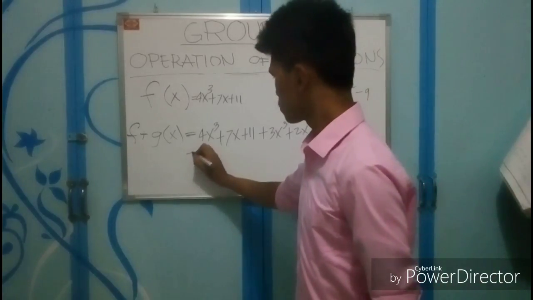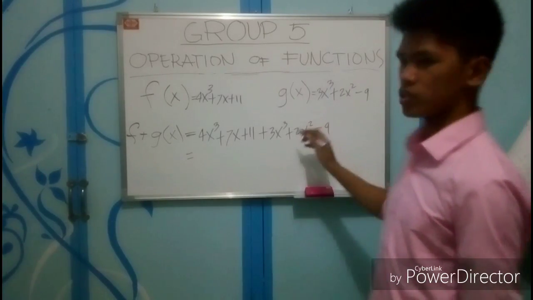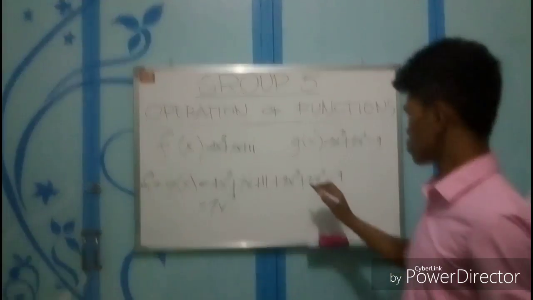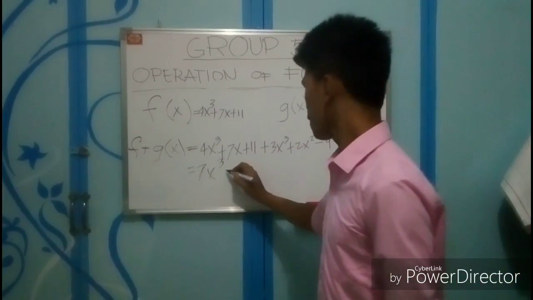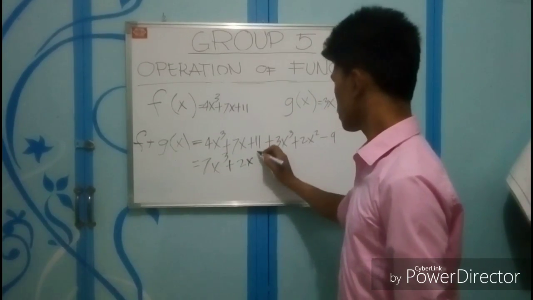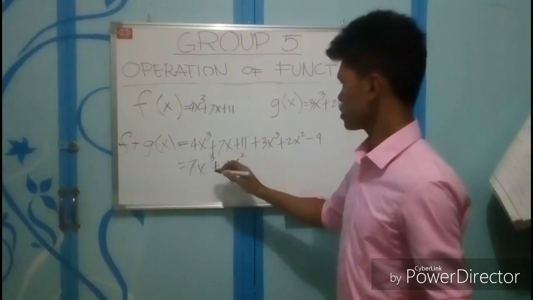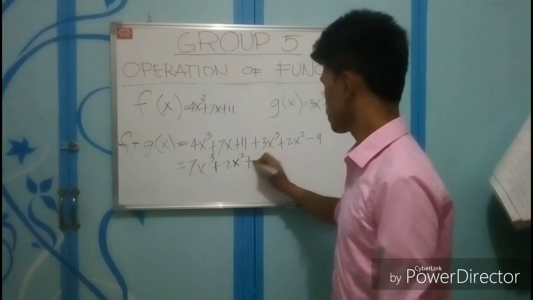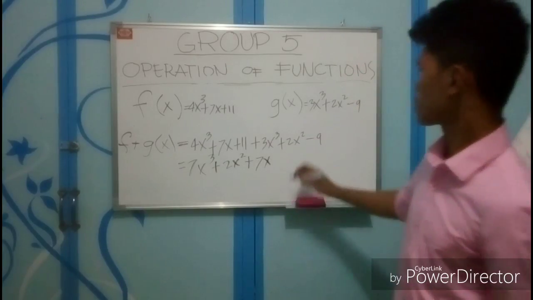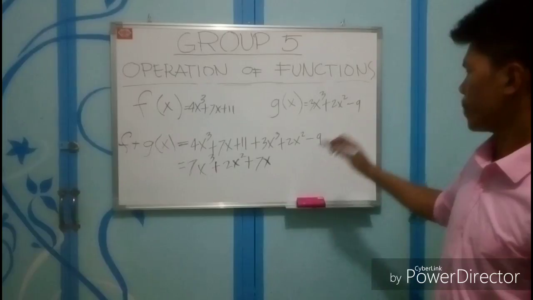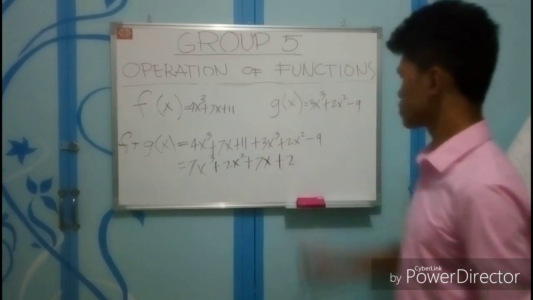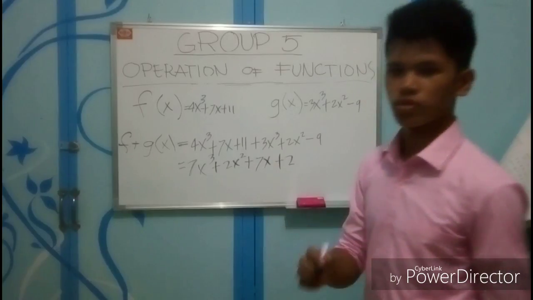Now, 4x cubed plus 3x cubed is 7x cubed. And the second is 2x squared. And the third one, 7x, doesn't have any like terms. Eleven minus negative nine is two. This is now your final answer.